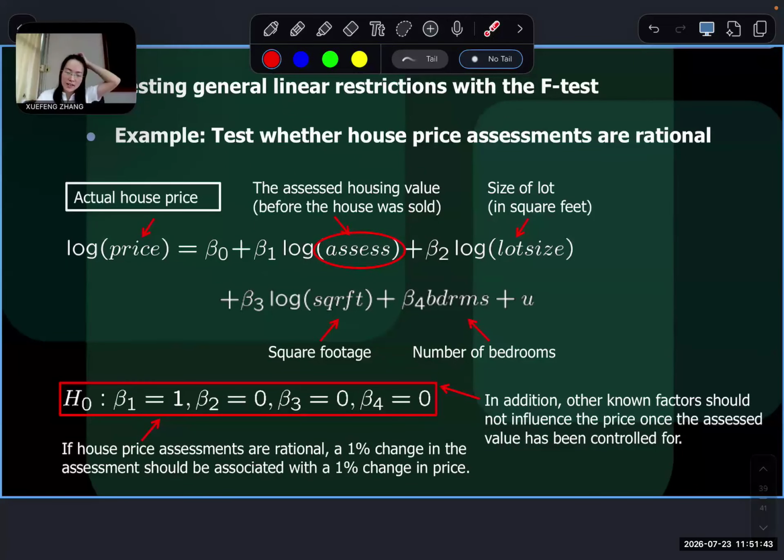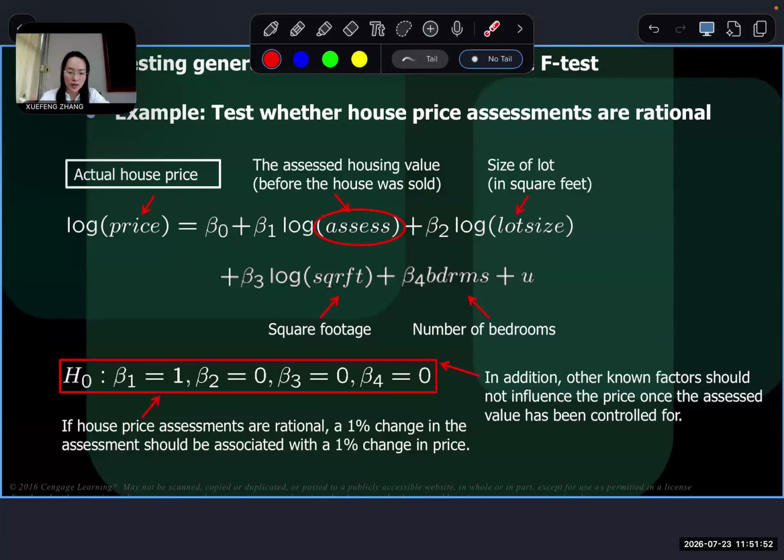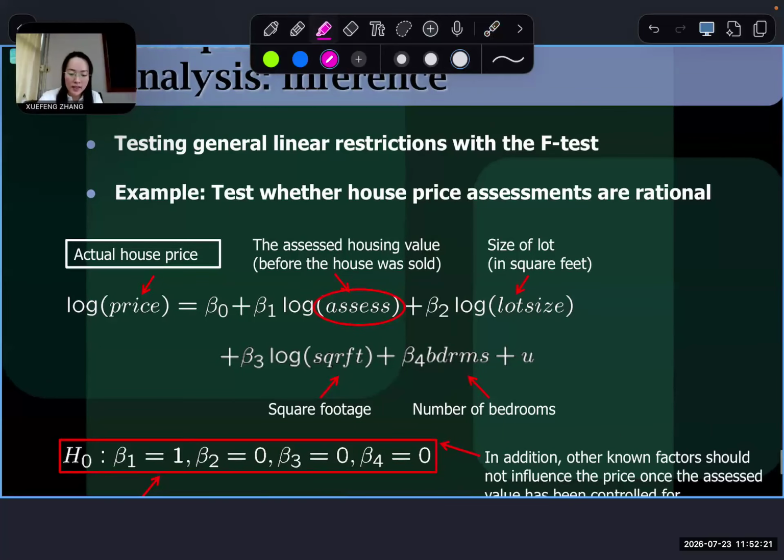Okay, so this is our last example. The F test can handle more general restrictions, not just equal to 0. Look at this example. This is our model: log price equals beta 0 plus beta 1 log assessment, okay? The assessed housing value before the house was sold, plus beta 2 log lot size, right? Plus beta 3 log square footage, and beta 4 number of bedrooms. That's why this is a general linear restriction, okay?